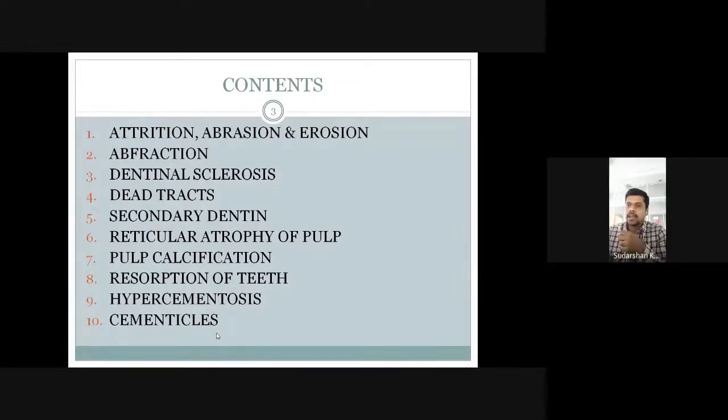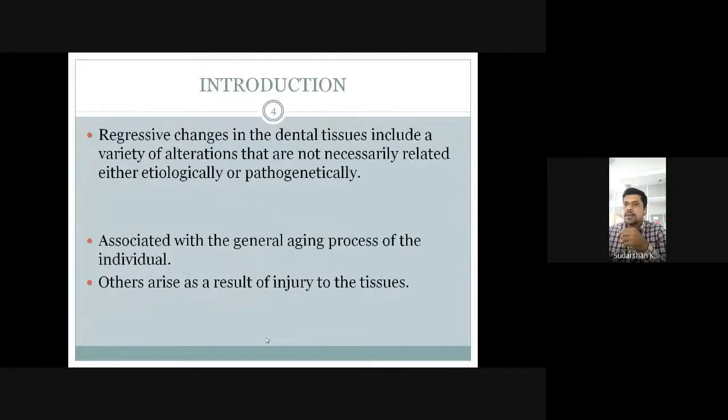But as long as the patient does not have any problem, there is no need to worry much about these changes. But when the patient has a specific complaint of pain, sensitivity, or anything else, then we have to treat the specific problem.